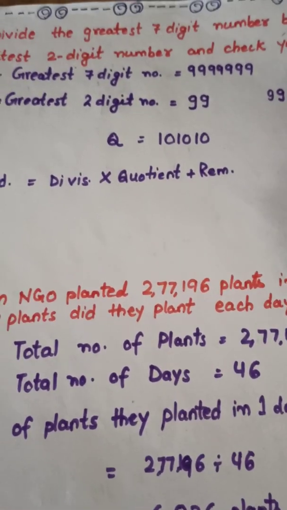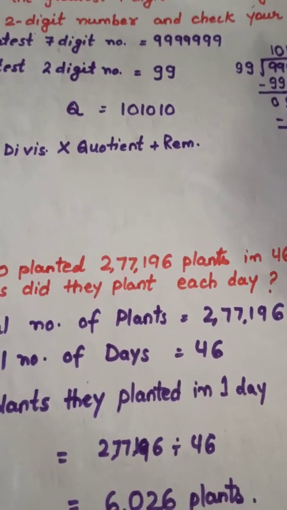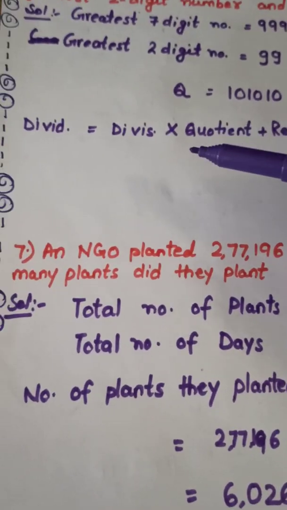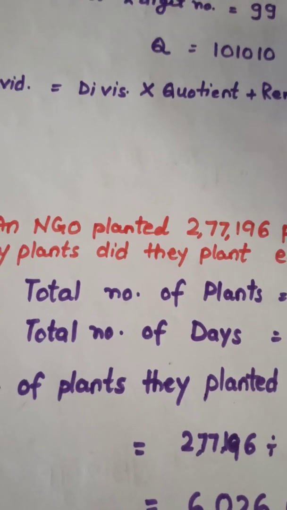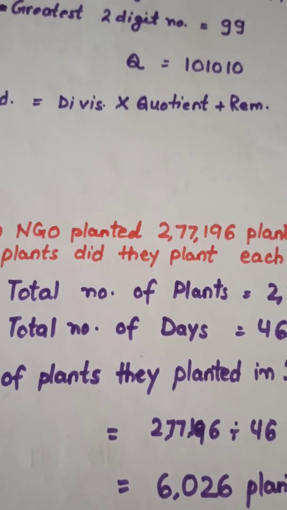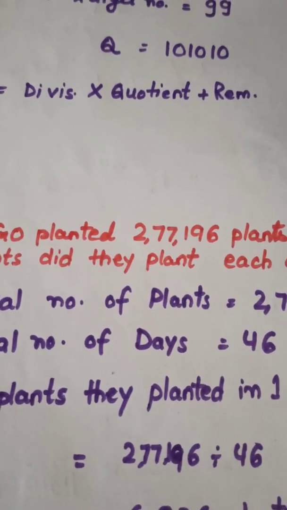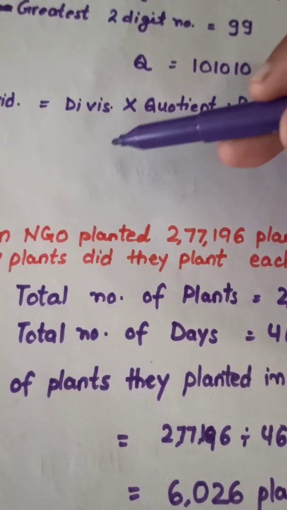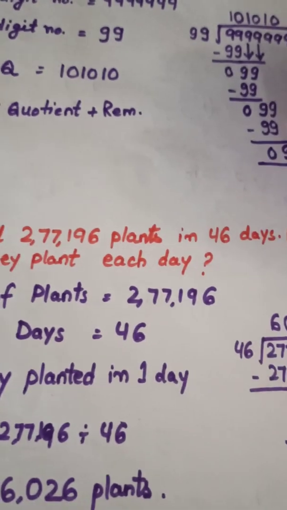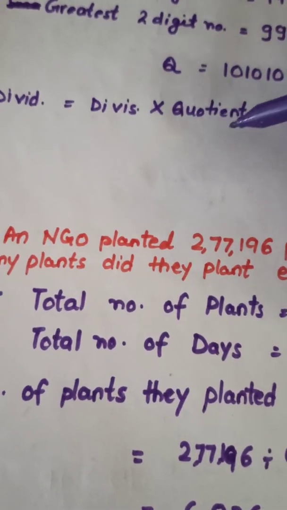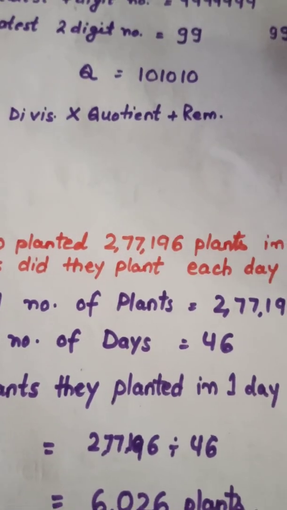The question says check your answer. I hope you all remember how to check the answer. Yes, this is the formula. Dividend is equals to divisor into quotient plus remainder. Okay, now this is the work I am giving to you all to solve it by yourself. Just put the values. Divisor is this one and quotient is this one and remainder is this one. Okay, you have to just put the values and you have to just calculate it. So this part you all will do by yourself.